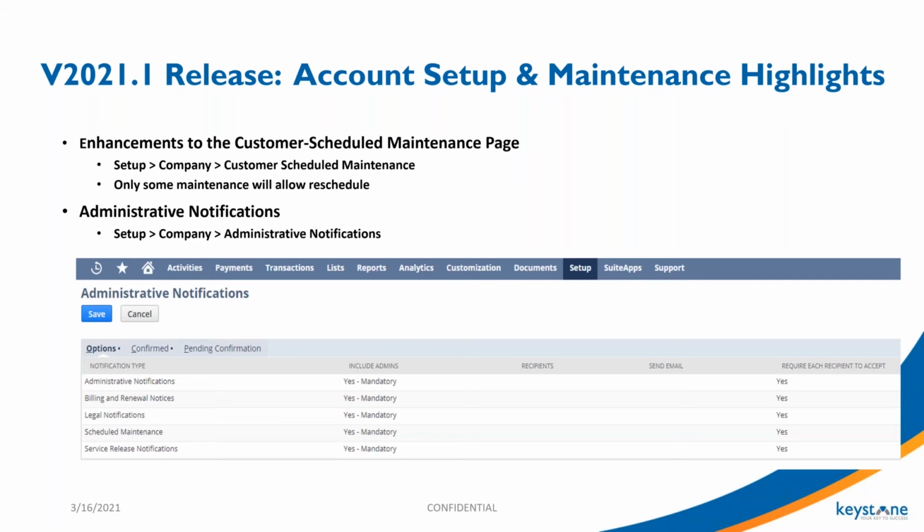So if there are people that need to be getting these that aren't, you can go to Setup Company Administrative Notifications. If it's billing and renewal notices, your warehouse manager probably doesn't need to get that. So you can go in here and hit edit, and then under recipients, anyone who has the company setup permission, you'll be able to select from and say, yes, they should get that. And you can have them send an email or whatever. But this is where you can modify who is and isn't getting those.